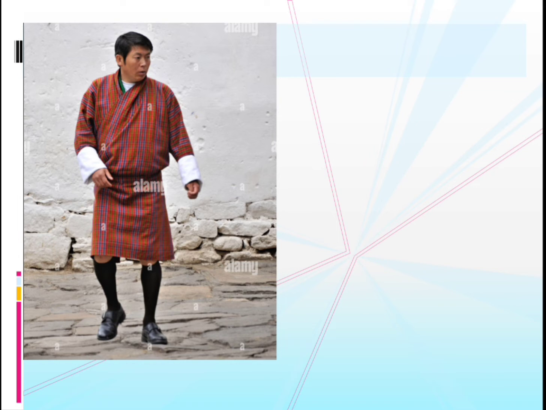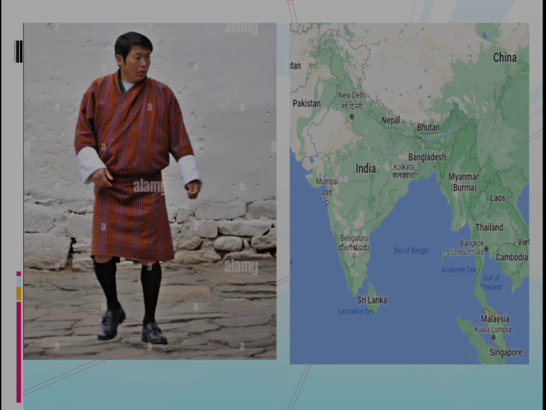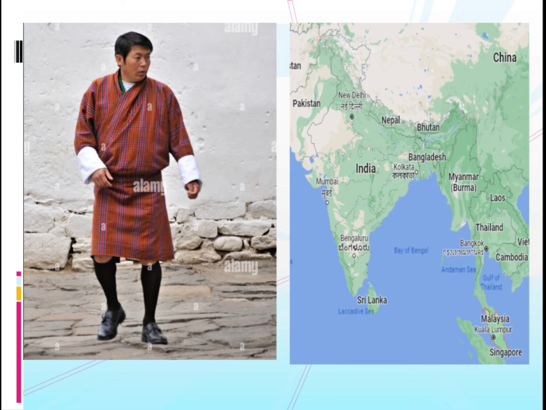Okay, now if you compare with Malaysia, can you see where Malaysia is here? So this is Malaysia. Can you see how it is? It is surrounded with water. It is surrounded with sea.